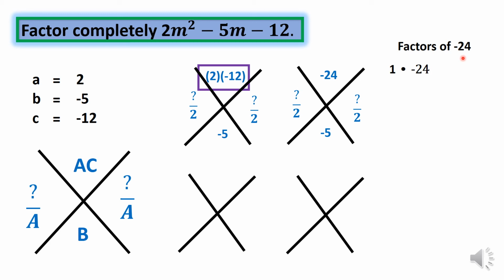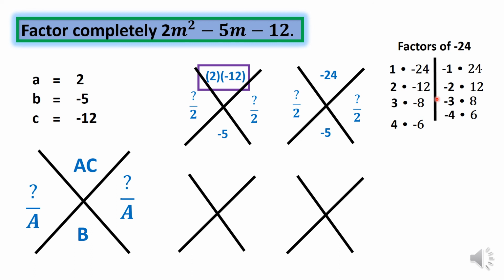So you have 1 times negative 24, 2 times negative 12, 3 times negative 8, and then 4 times negative 6. Then since that is negative, we take its sa kabila naman yung magiging negative. So you have negative 1 times 24, negative 2 times 12, negative 3 times 8, and then negative 4 times 6. So alin dito sa mga factors ng negative 24 ang magbibigay sa atin ng negative 5 kapag plinas natin?